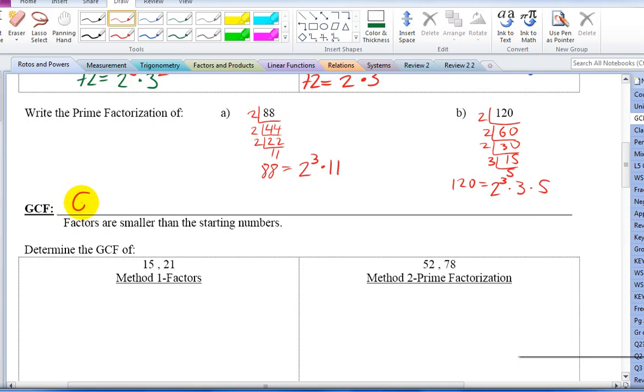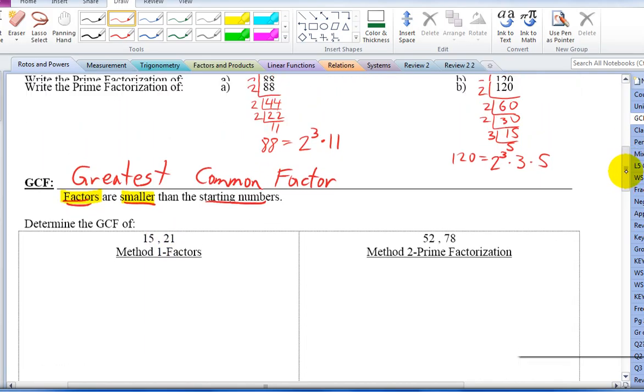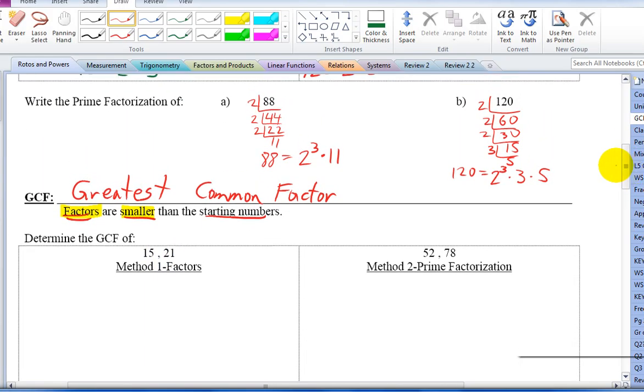That stands for greatest common factor. Now it's a factor. So factors are smaller than what you start with. That's really important. Okay? Factors are smaller. So you're not looking for something larger than 15 or 21. You're looking for something smaller than 15 or 21. Okay?